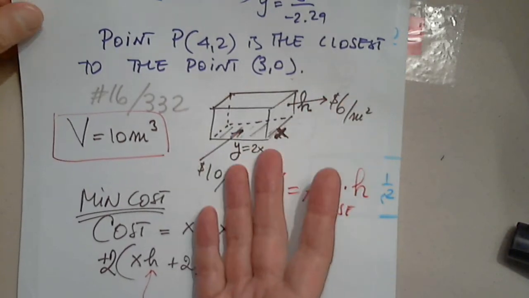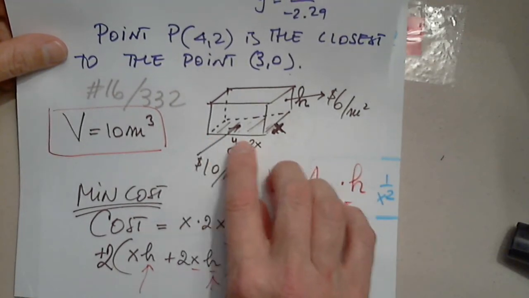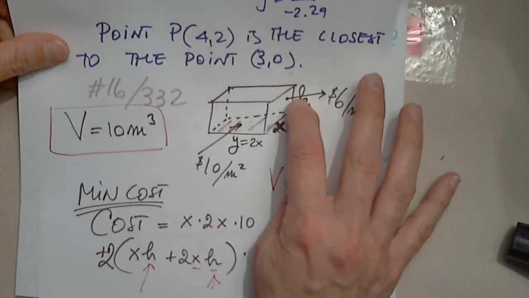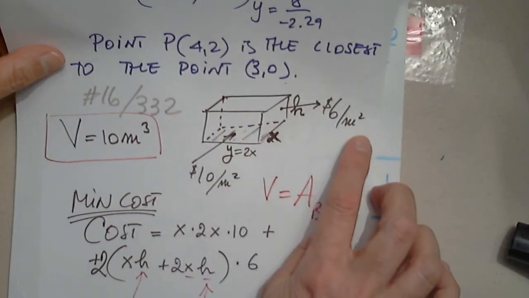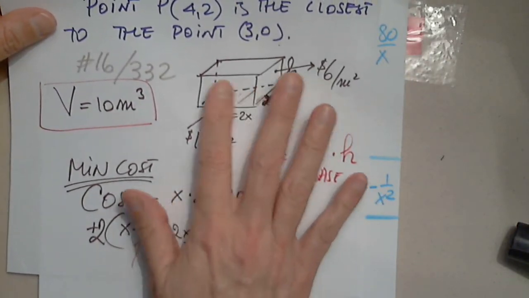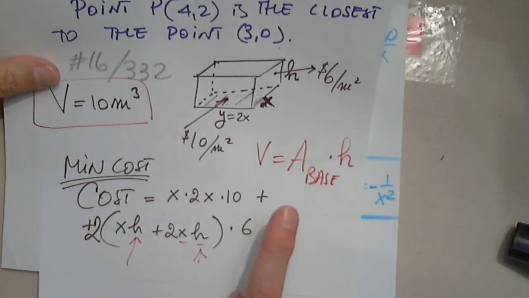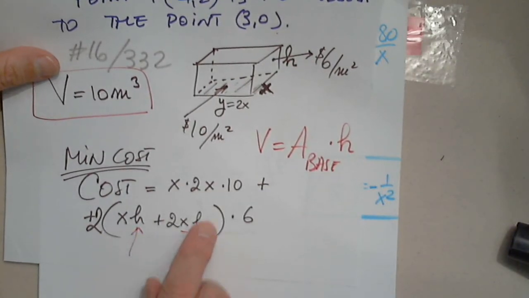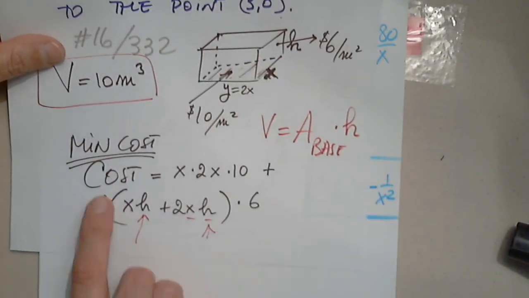First, we created a figure. We put in all the information that was given to us: the fact that the length of the base is twice the width, the fact that the volume is given to us. The height is unknown, and the sides, all of them, cost $6 per square meter, but the base costs more, which is 10. So the area of the base, x times 2x, times the cost per square meter, plus twice 2x times h and twice x times h, multiplied by the cost, because that's the cost function.